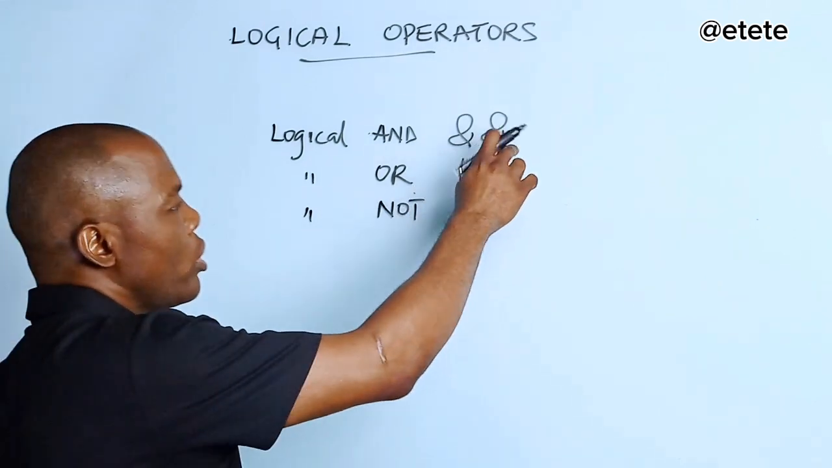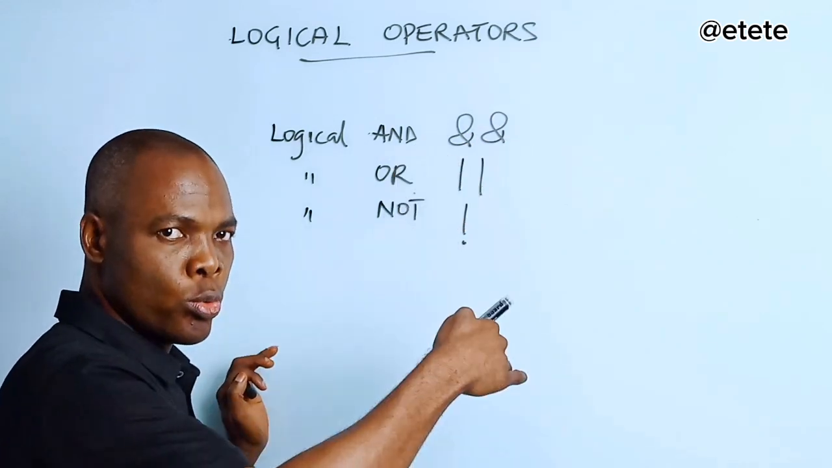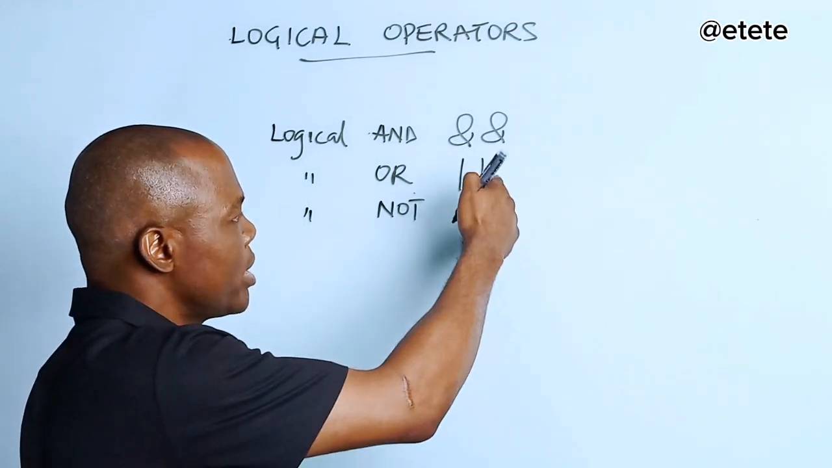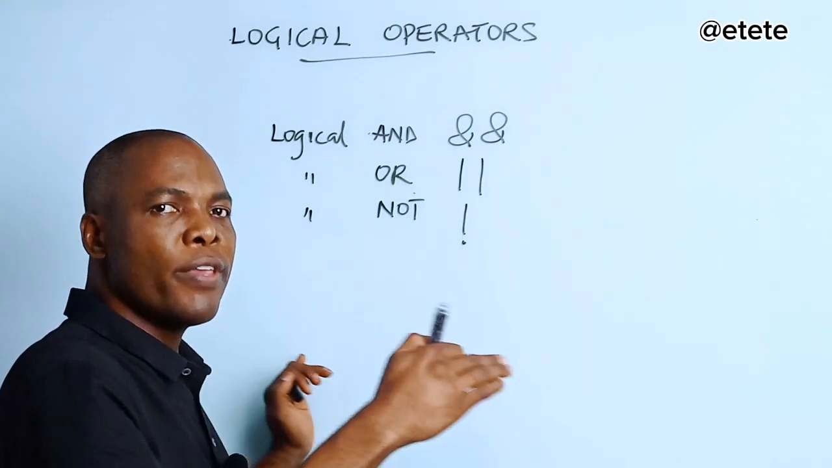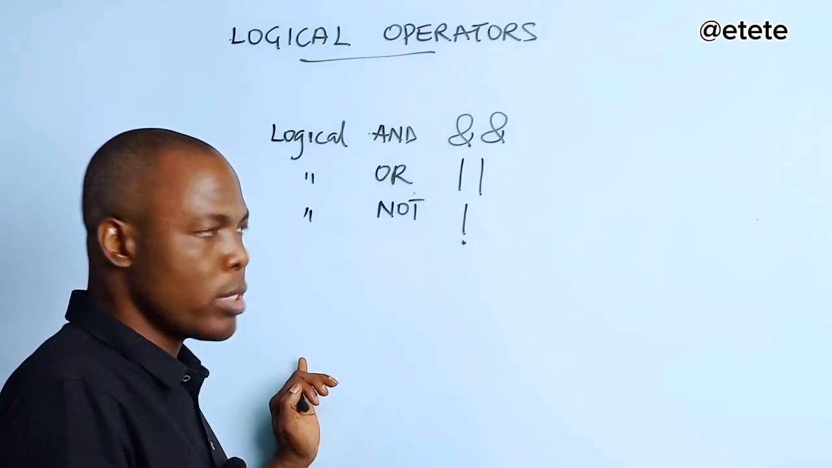So what does this do? The logical AND ensures that the two operands are true before the outcome will be true. While for the logical OR, if any of the operands is true, the outcome will be true.